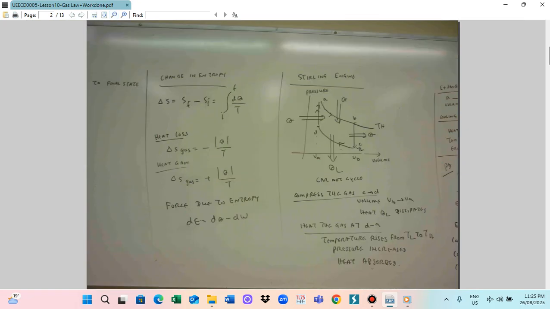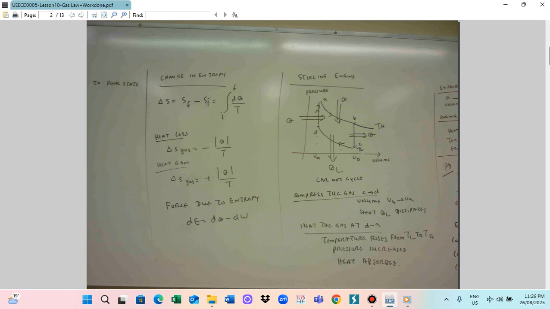Entropy is related to the rate of change of the heat. The change in entropy, delta S, between the final state and the initial state is equal to the integral from initial to final state of dQ divided by T. So the integration runs from the initial state to the final state, of the heat change divided by temperature. This is how the change in entropy is calculated.